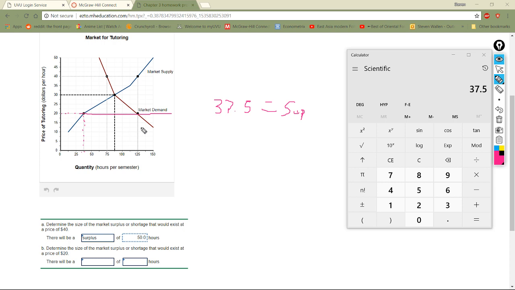Alright, now market demand. We're at 125. We don't have to do anything. We can clearly see it's at 125. What's the difference? Well, we take 37. You can always just flip signs if you don't want to put things back in your calculator. Well, minus 125. 87. Flip the sign on that. So 87.5 is the difference.